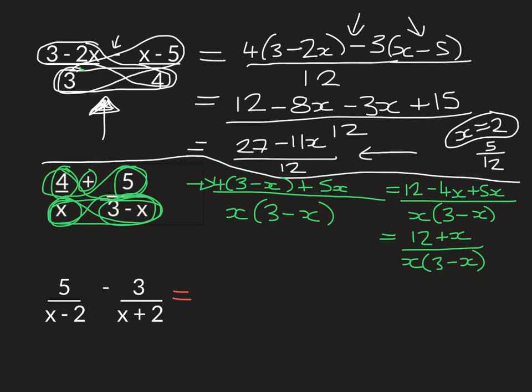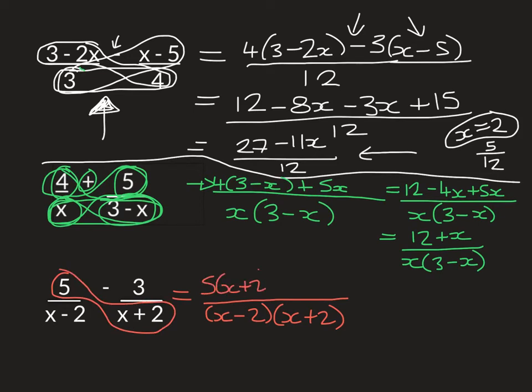Right, so here's what we should get. We're going to multiply those denominators, so it's all going to be x minus 2 over x plus 2. And it's this times this. And then it's minus, don't forget, 3 times this.